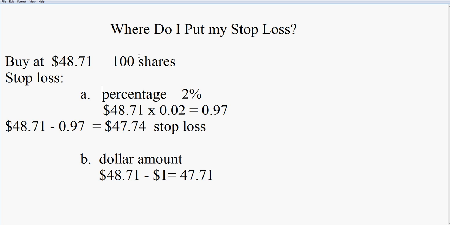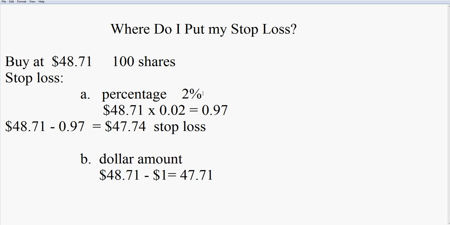Check this here. Where do I put my stop loss? Now suppose that you buy at 48.71. As I told you, you bought 100 shares and you try to see where the price goes. Now there are many ways on how to put a stop loss, but I will give you the easiest way that I'm using. They are very easy. It's not a big deal.